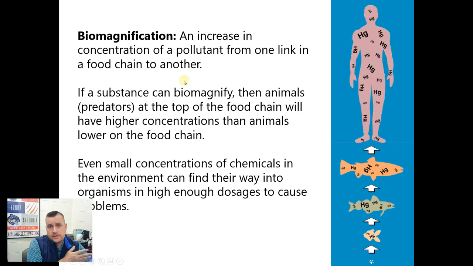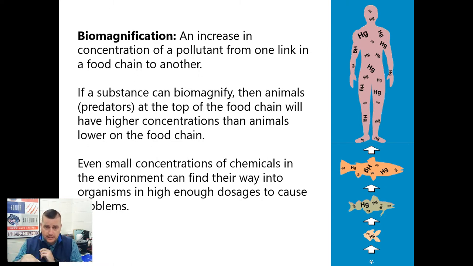So that right there was an example of bioaccumulation. The concept of biomagnification is an increase in concentration of a pollutant from one link in a food chain to another. So bioaccumulation is where an organism takes in more of a, I guess we could call it a pathogen, than it can excrete. Okay, so the nature by which they take something in builds up inside of their tissues quicker than they can actually get rid of it.